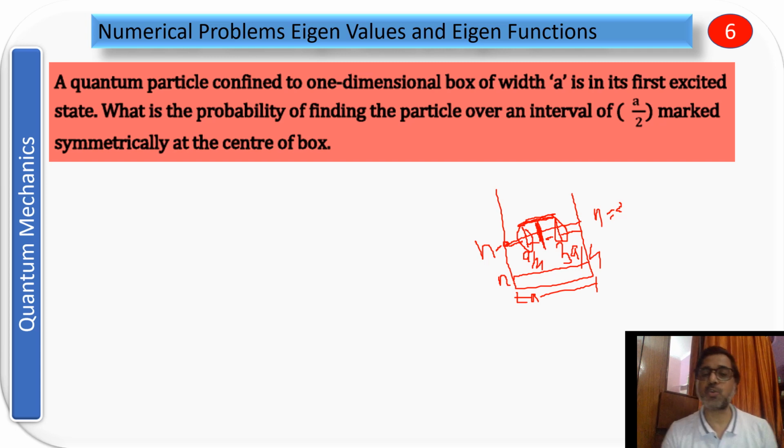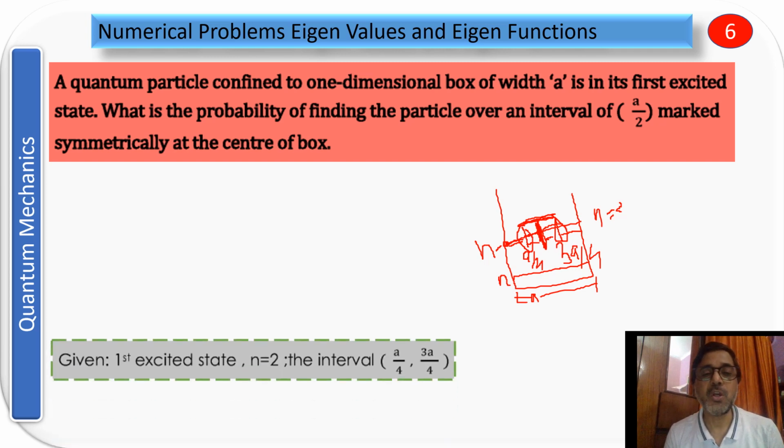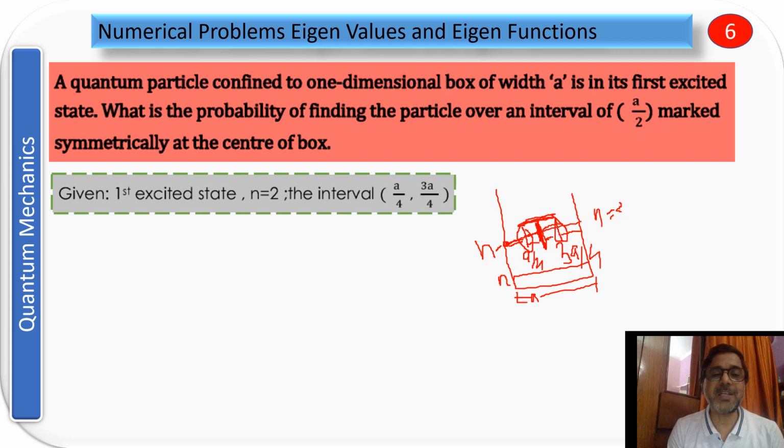I hope you have understood, because what is given? Marked symmetrically at a distance of a by 2 from the center. The center is this, and from here you have to take a distance of a by 2, and again from here a distance of a by 2. So naturally this is divided into 4 zones, and all the zones are equal. This is a by 4, and this is 3a by 4. So for the first excited state, n equal to 2, and the interval is a by 4 to 3a by 4. I hope you have understood how this interval has come.